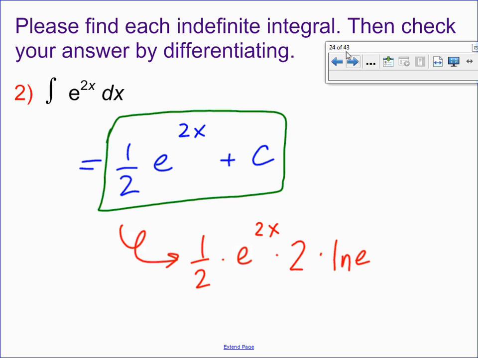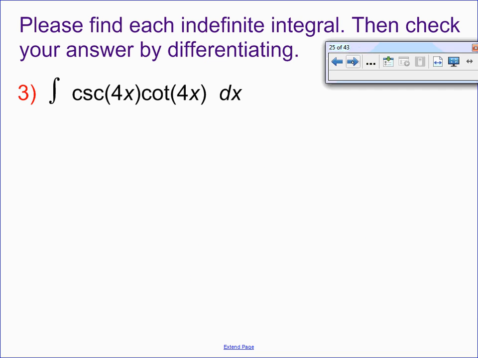The natural log of the base e is just 1. 2 times 1/2 is e to the 2x, and that's my original. Okay, so you can do these informally so long as you're good with your derivative. What questions do you have on the first two? All right, let's go ahead and take a look at another then.